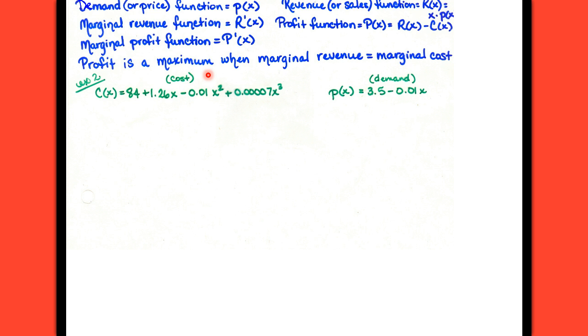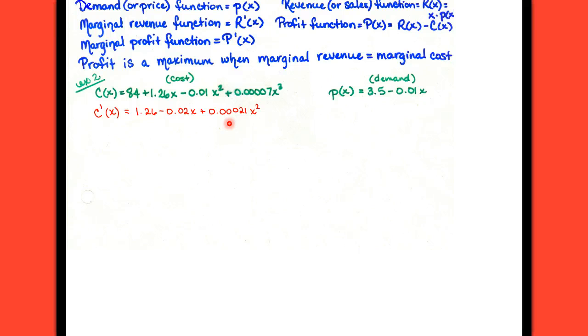Derivative, right. So what's the derivative of 84? 0. Derivative of 1.26x? 1.26. Derivative of 0.01x squared? 0.02x. And then derivative of 0.00007x to the third. If I take the 3 times the 7, I'll get 21 in these last 2 decimal places right here, right? So I would have 3 zeros before the 21 there. So 21/100,000ths x squared.